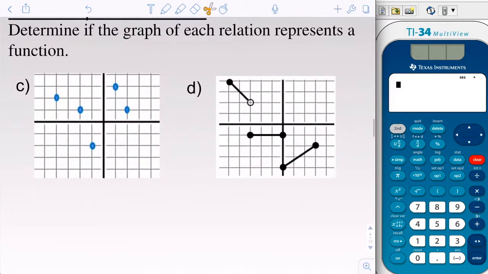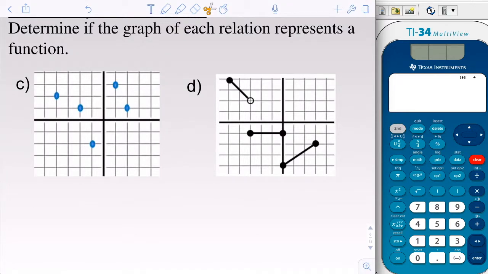Okay, let's look at some other graphs. So letter C, I'm going to have you try that one and see what you can come up with. And then letter D we'll go through together. So go ahead and try letter C first. Pause the video. Do that one on your own. Function or not a function?